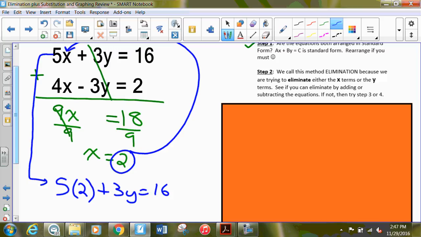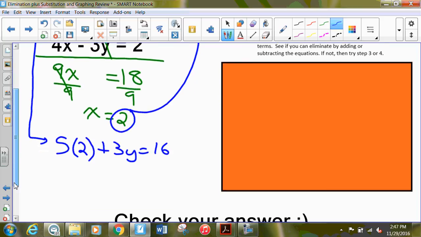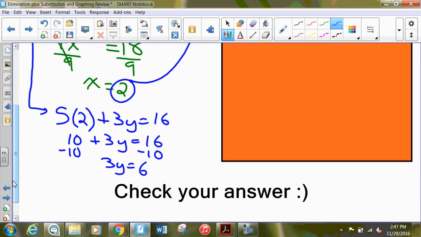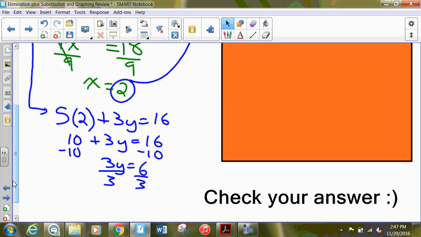And now that we have an equation just with a y, we can solve for it. So 5 times 2 is 10. That's our first step. And then to get y alone, we're going to subtract 10 from both sides. So then we'll have 3y is equal to 6. Then we'll divide both sides by 3. Let's check your answer to the side. Okay, so we get y equals 2.